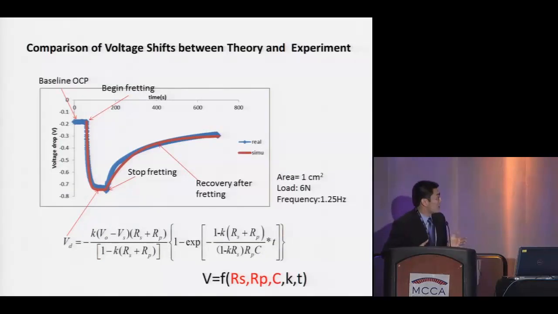Here is a graph showing the comparison of voltage shifts between our theory prediction and our experiment. From this graph, we can see that once fretting starts, the voltage drops dramatically within a few seconds and then reaches a relatively stable level. Once we stop fretting, the voltage recovers to its original open circuit potential. From the comparison, we can see that our theory prediction matches the experimental data very well.